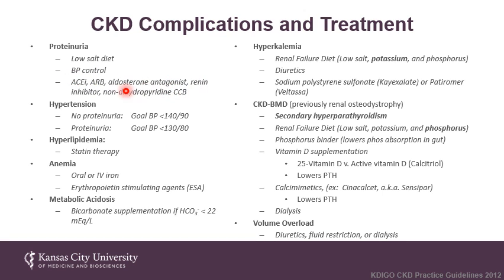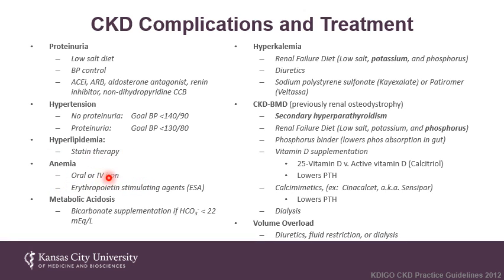Most of them are going to be blocking the RAS system. The non-dihydropyridines, so verapamil, diltiazem, have some effect. You want to control their blood pressure. Their blood pressure goal depends on whether protein is present. They're at high risk of heart disease, so you want them to be on a statin.